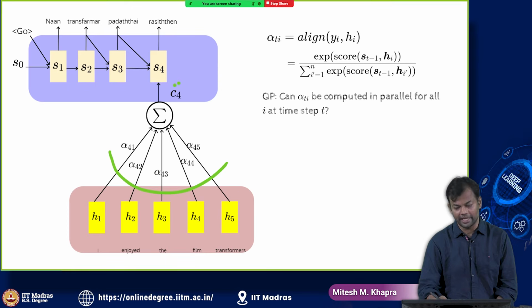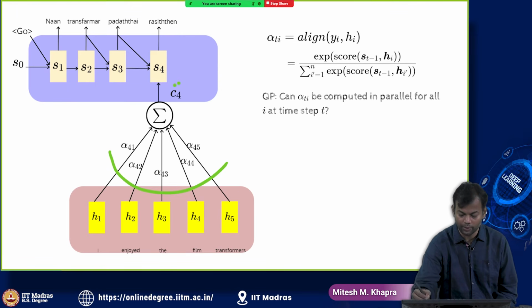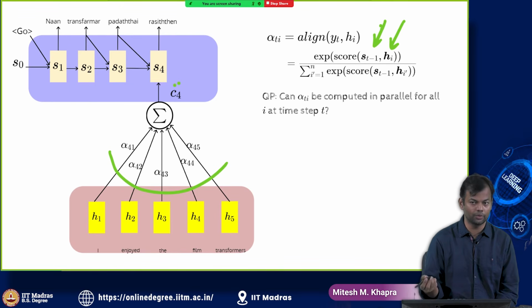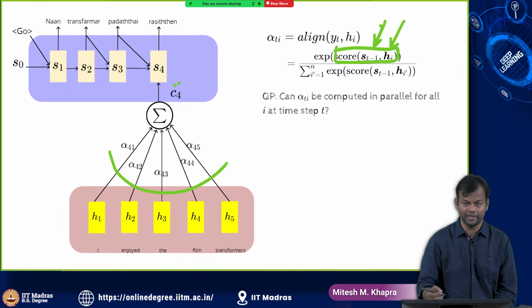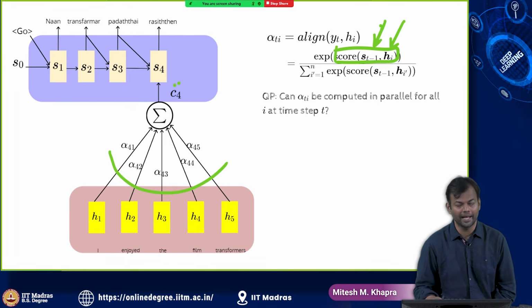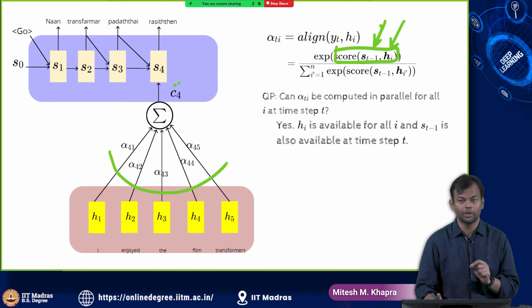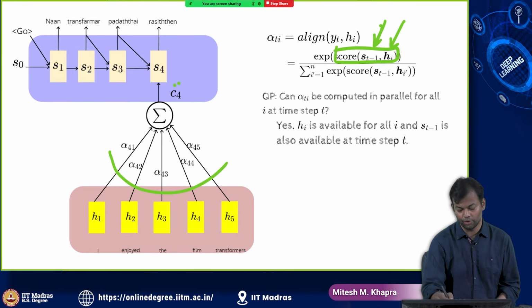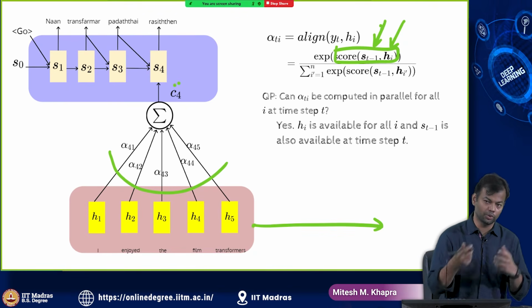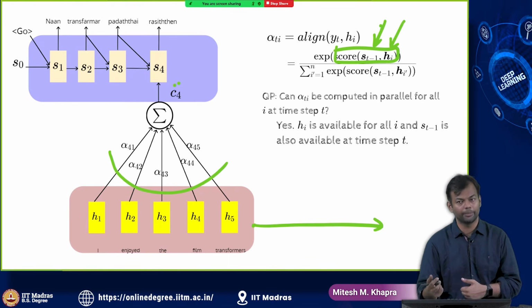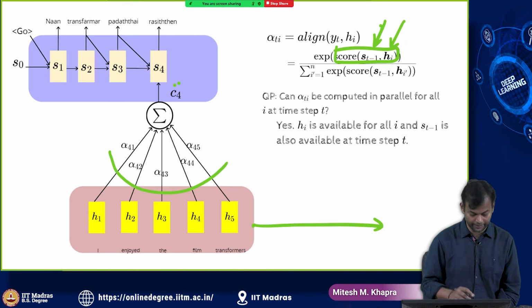And the answer is yes, because this only depends on s(t-1), which is already available, and on h_i, which is already available. So it depends only on these two values, and you can compute this in parallel. And of course, for normalization, you need all the values. But you can compute the scores in parallel, and then once you have the scores, you can again compute the normalization in parallel. So for a given t, you can compute the alpha ti's in parallel for all i's, no matter how many i's you have. No matter how long your sequence is, you don't need to wait on the previous computation, or to have something happen at i minus 1, to be able to compute alpha ti. You can just compute all of that in parallel.